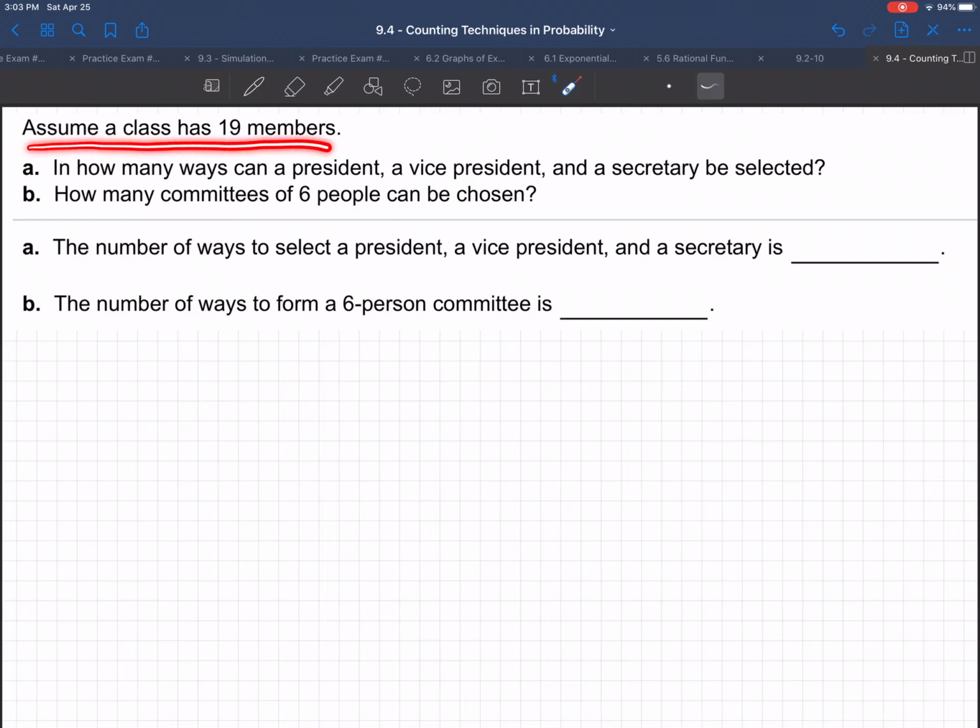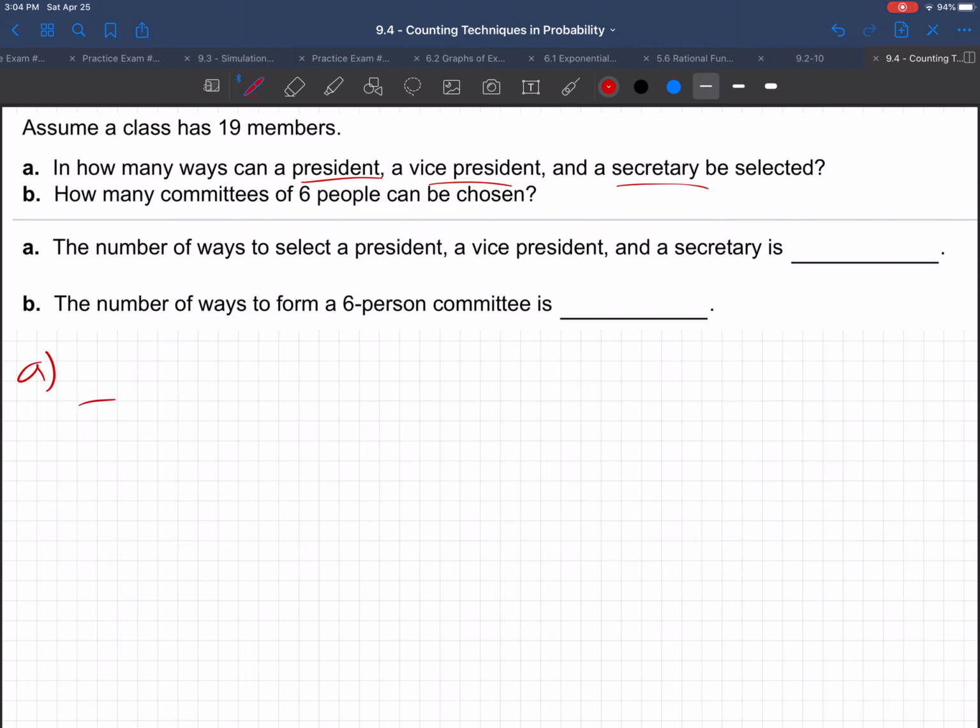Assume a class has 19 members. In how many ways can a president, a vice president, and a secretary be selected? So again, I'm doing this differently than Math Excel does it. An easier way I learned from an Australian gentleman. So how is this going to work? 19 members. How many ways can a president, vice president, and secretary be selected?